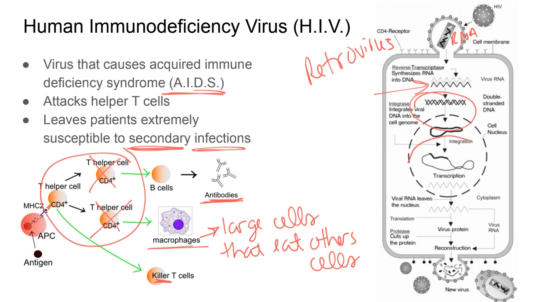Now the virus hijacks the cell and does transcription and translation to make more viruses. So that's a little bit different in the sense that HIV doesn't have DNA, it has RNA, but then can actually use an enzyme that will do reverse transcription and turn that RNA into DNA.